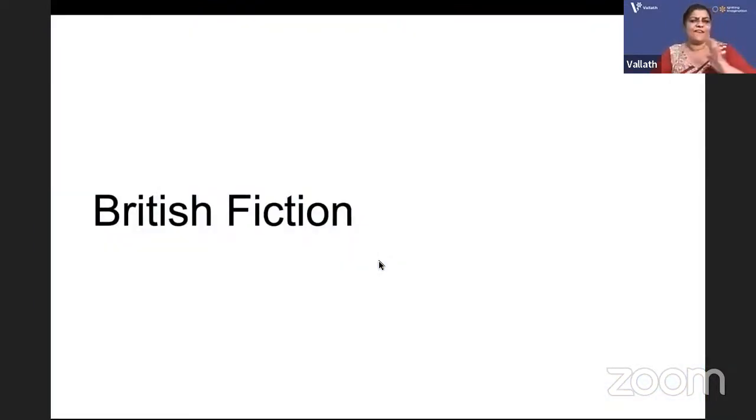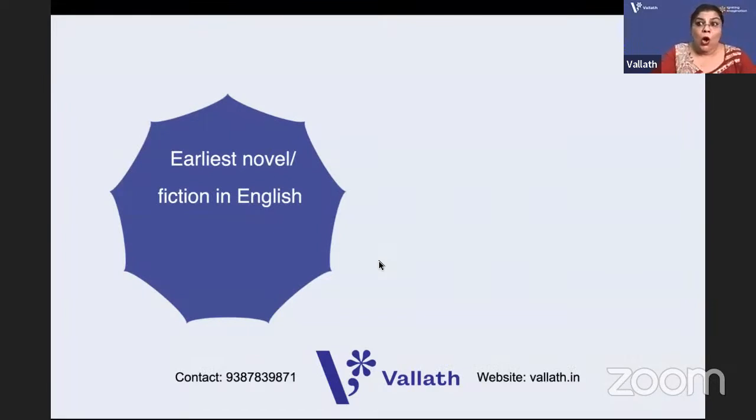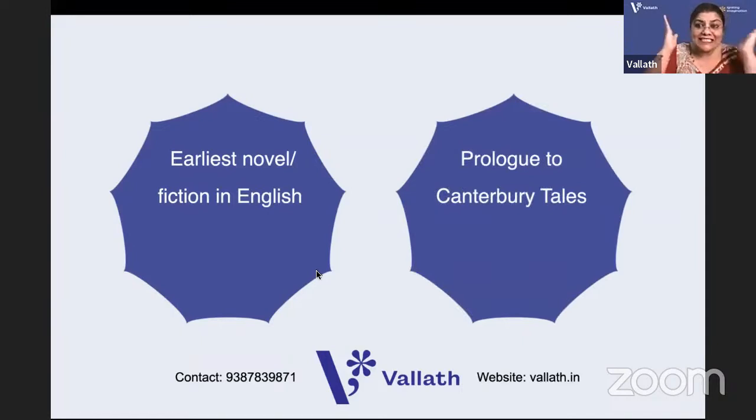Starting with British fiction. The earliest novel or fiction in English is the Canterbury Tales with its prologue. The prologue to the Canterbury Tales has worked like a forerunner of the novel. So many characters, they are all described, so many stories being told. Chaucer laid the foundations of fiction.